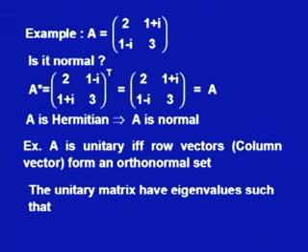The second is, a unitary matrix has eigenvalues such that the magnitude of each eigenvalue is 1. So, all the eigenvalues of a unitary matrix have magnitude 1. This is another result to be proved by the viewers.